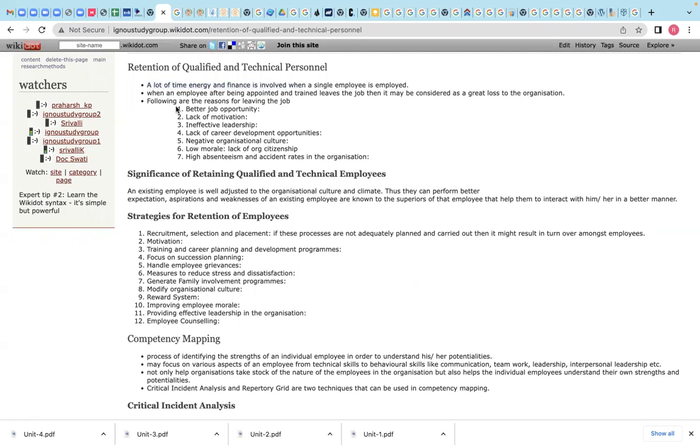Got a better job opportunity, lack of motivation, leadership is a problem, your organization culture is a problem, you have overall very low morale in the organization. Okay, there is high absenteeism and accident rates. Basically, people are not coming or showing up into the workspace. All those things are some of the reasons why people leave.